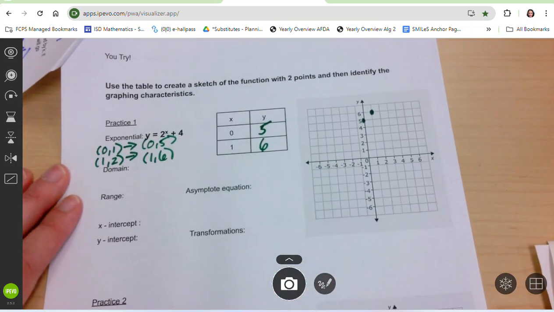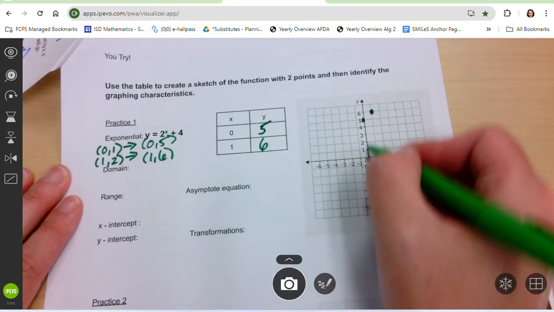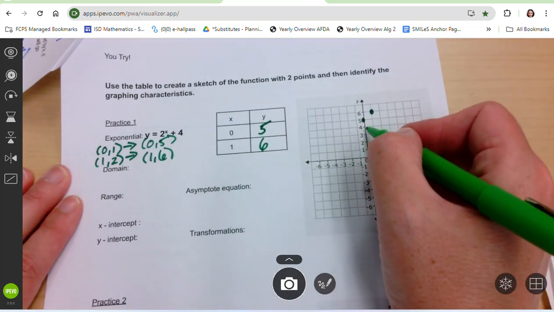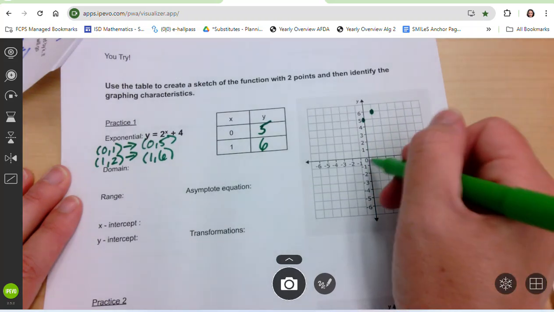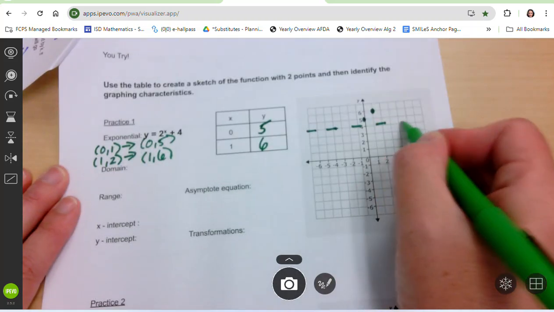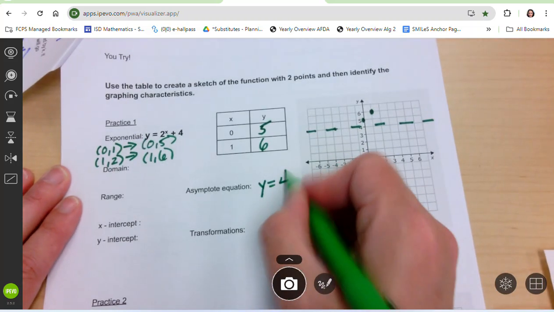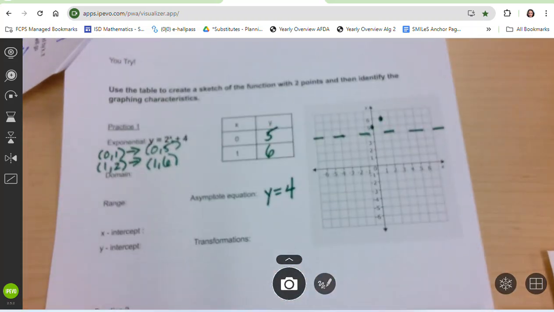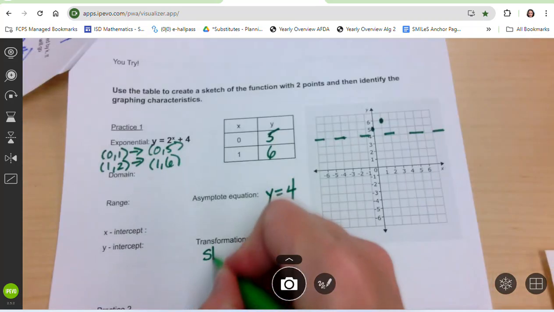But here's the important thing. My asymptote was at 0. So if I move it up 4, my asymptote is going to be at y equals what? 4, yeah. If I go 0 and I go up 4, then I'm going to have an asymptote at y equals 4. And where it says asymptote equation, that's it, y equals 4. Where do you get the plus 4? Right, so this shifted us up 4.